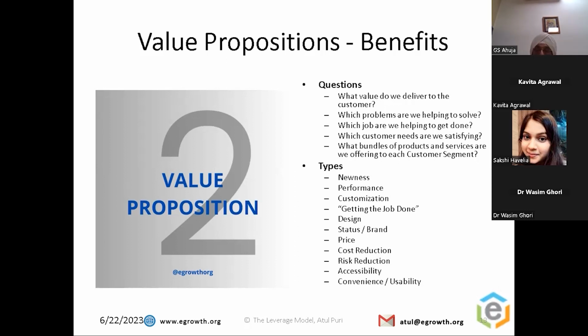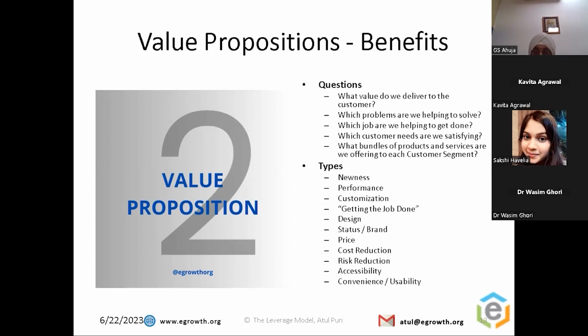And then in certain cases, the status or brand. A large number of people who buy iPhones or Apple products, they buy it for status value rather than for the actual utility value. Price could be, Maruti says, kitna deti hai. So for them, price is a value proposition. They are price leaders when it comes to the product. Cost reduction, the total cost of ownership could come down. That could be a value proposition of your product or service.